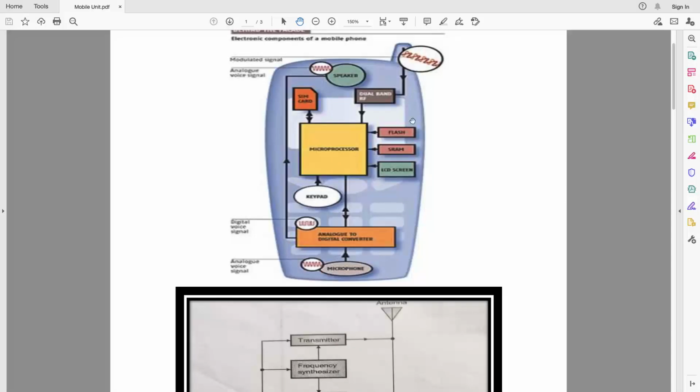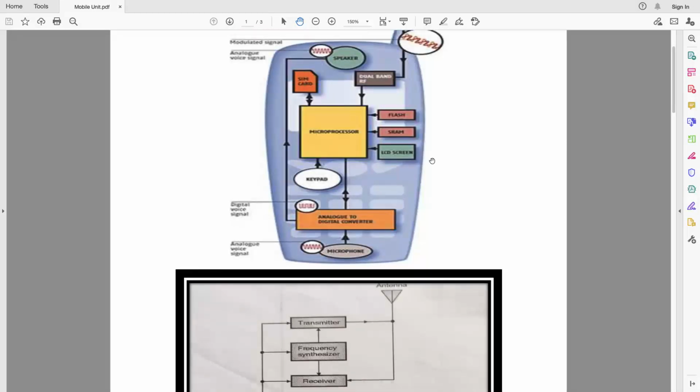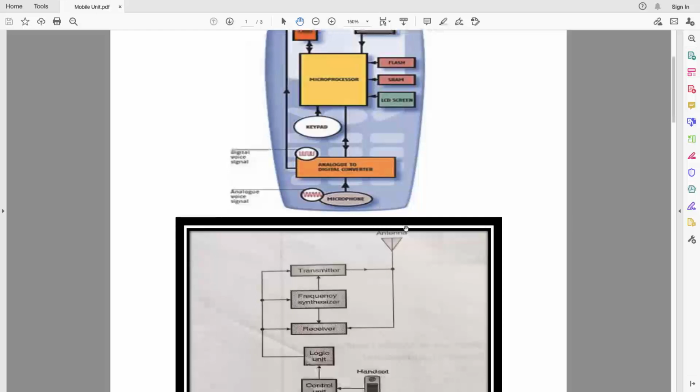Then there are different types of memories, that are flash ROM, SRAM. So these memories are required to store particular information. Then dual band RF, that is radio frequency, which is required for the transmission and reception of a signal. Then an LCD screen, which is used to display user information. So this is the particular diagram of the mobile phone unit.